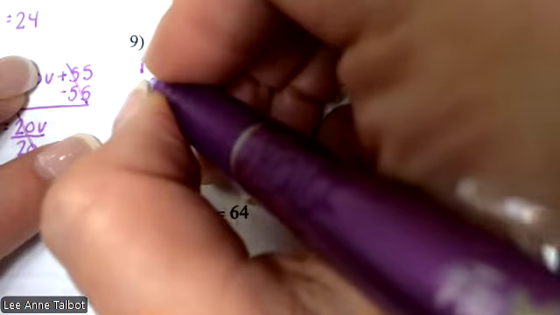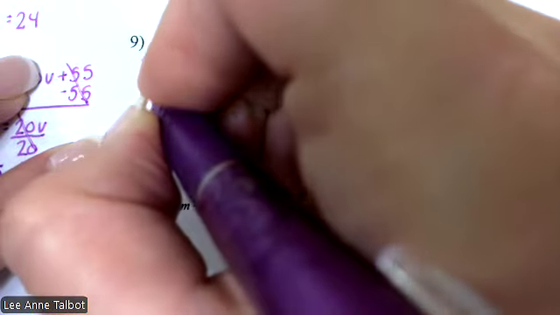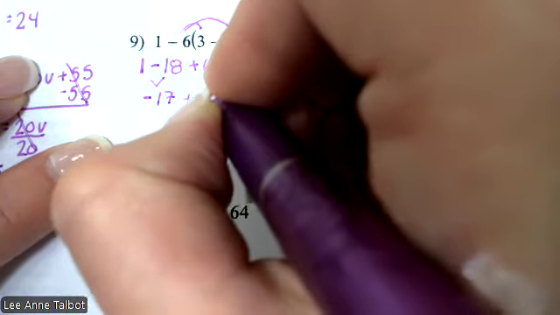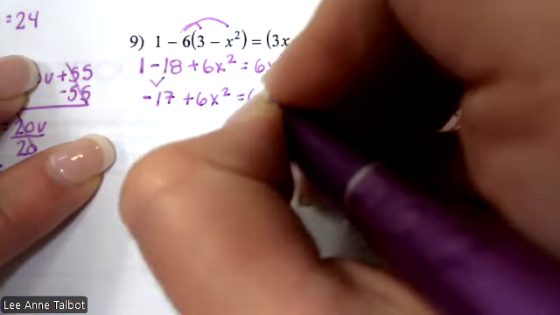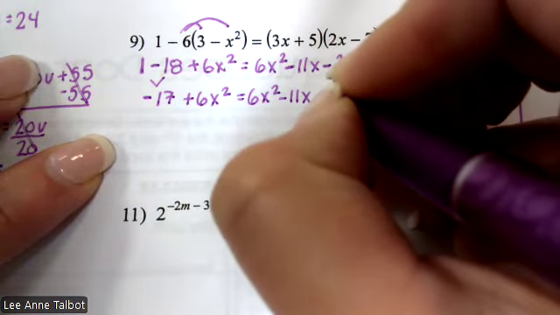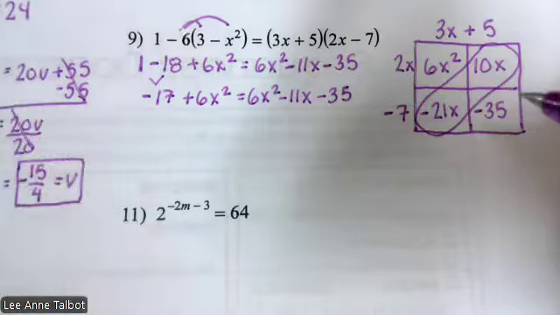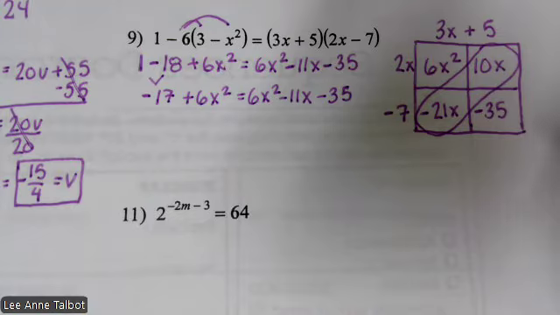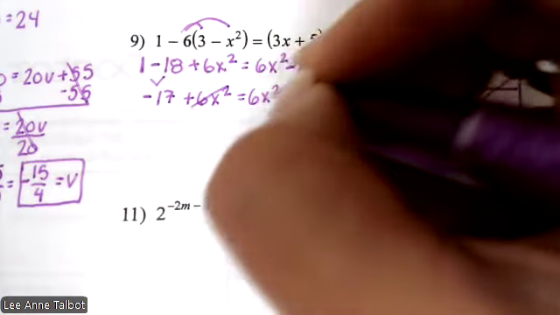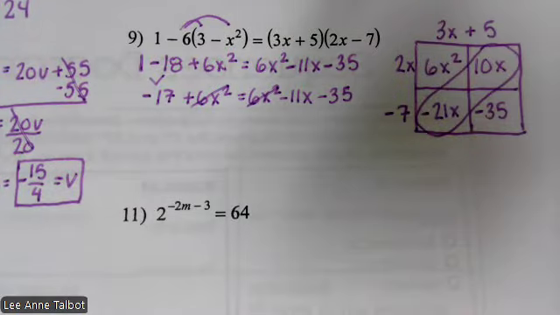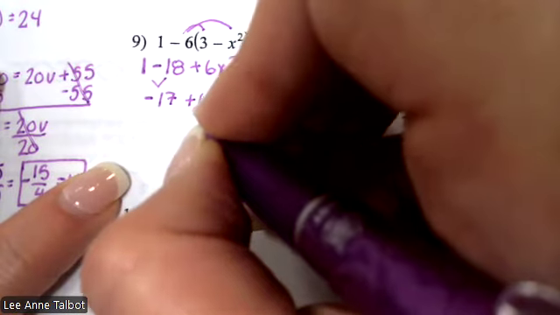Okay, now I'm going to combine these. So I have -17 plus 6x squared equals 6x squared minus 11x minus 35. Okay, now I'm going to cancel out the 6x squared. And the x squared should cancel out on all of your problems this year. Not next year, but this year.